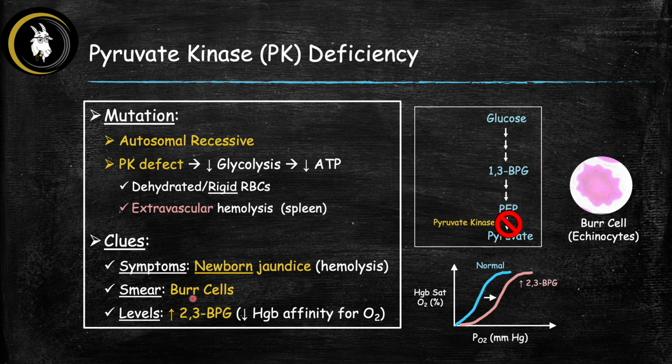The next clue is the blood smear. It's going to show Burr cells, otherwise known as echinocytes. So these are red blood cells that have little small bumps on their surface. And to me, echinocytes look like Lisa Simpson's hair from The Simpsons.